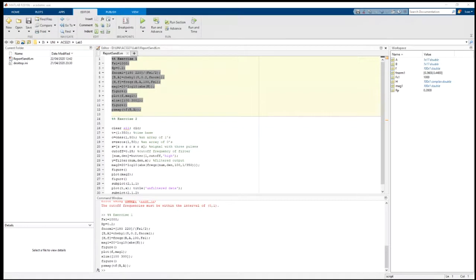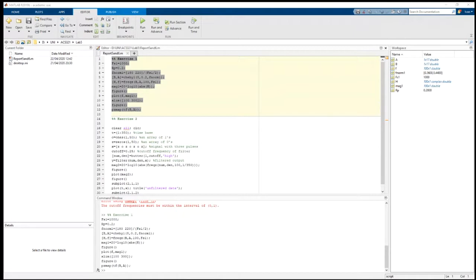For question 1, please, instead of using PZ map, use the command Z-plane, because Z-plane can directly take the num and give you the Z-plane. Let me write it down in the message bar so everybody can see.